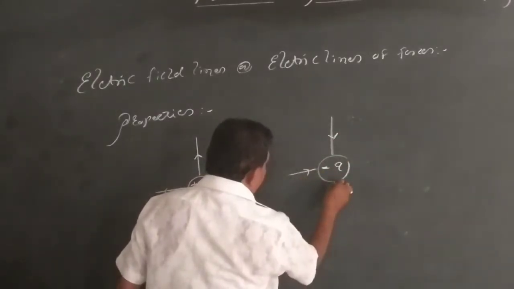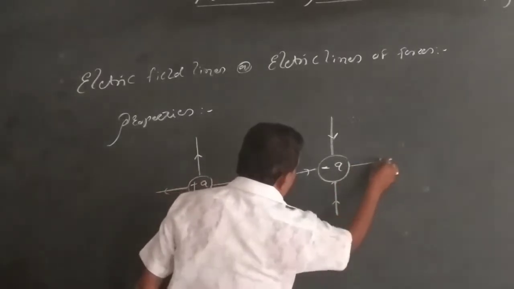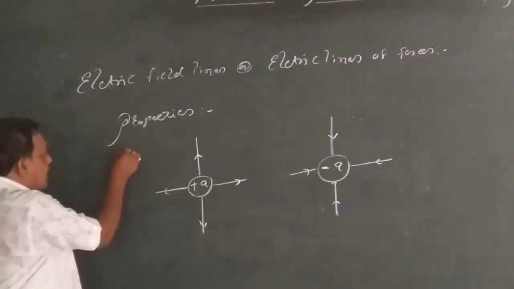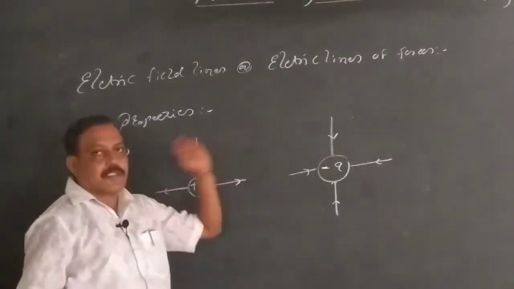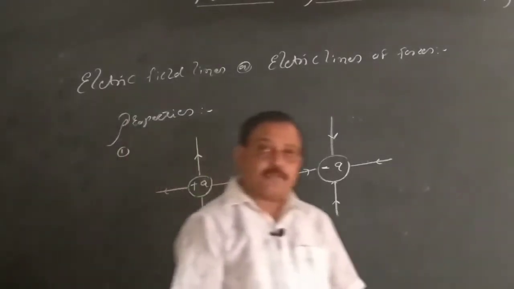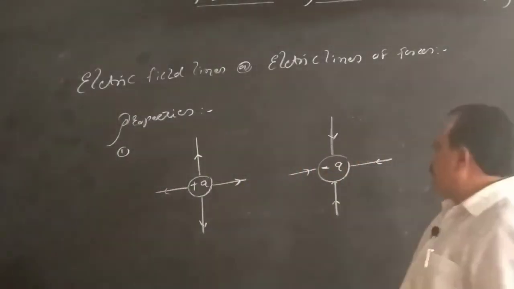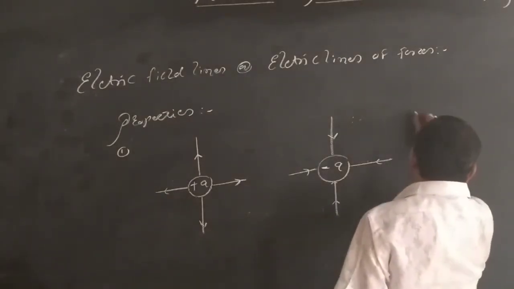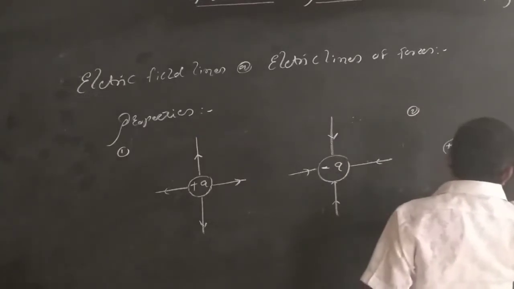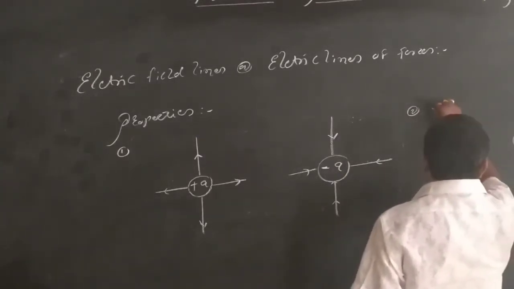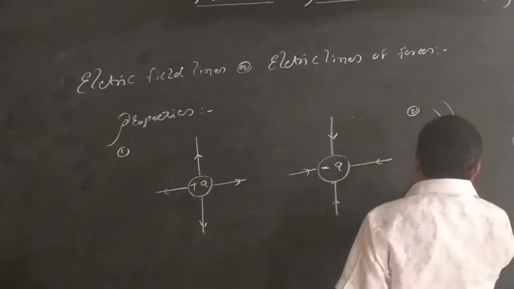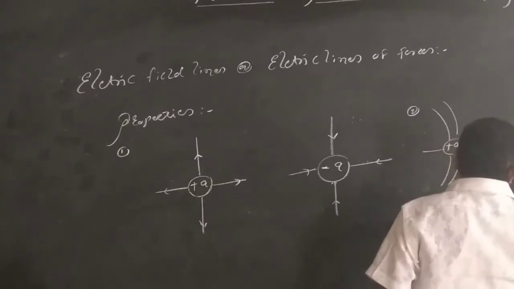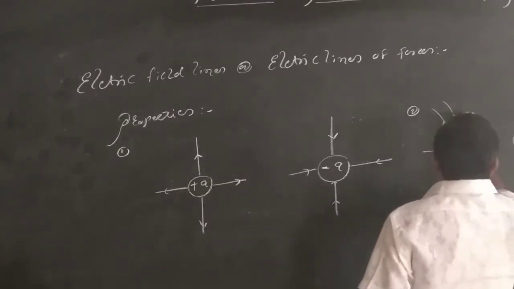This is the first property. The electric lines of forces are originated from positive charge and terminate on negative charge. Now this is our first property. Then after this, I take the second figure, both positive charges or both negative charges. Now the electric lines of forces are represented like this. So, originating.